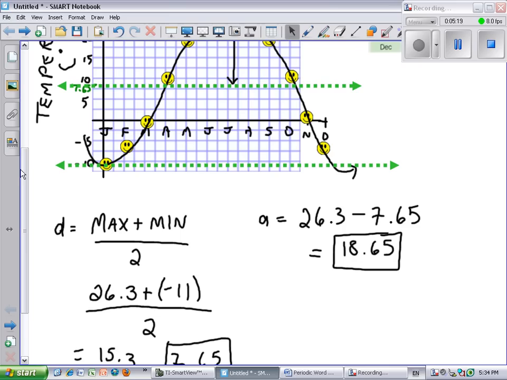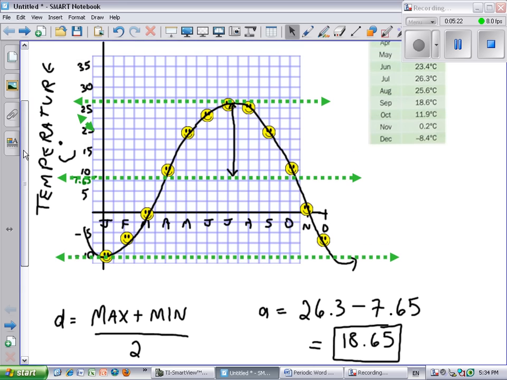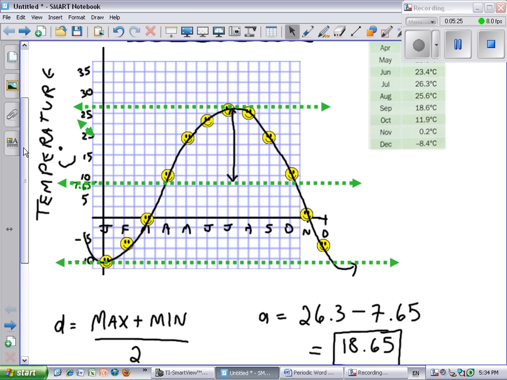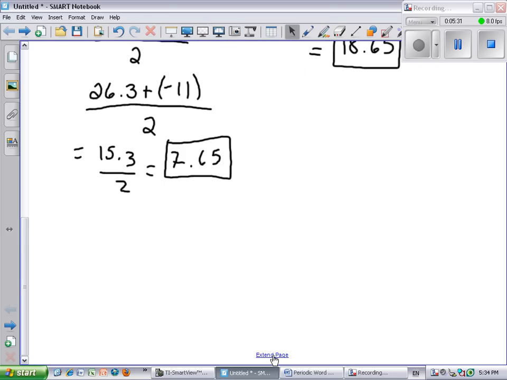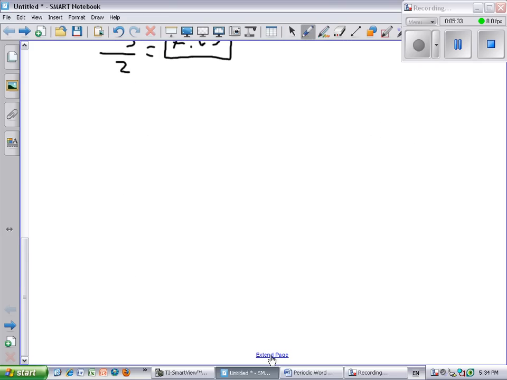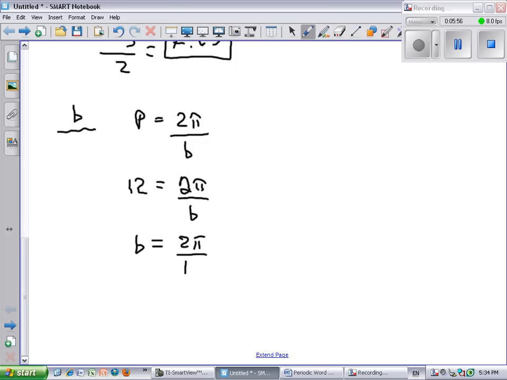Next, we have D, we have A. Let's figure out the B value. B, let's use the formula for period again. Period equals 2 pi divided by B. We're talking about a calendar year. A calendar year has a period of 12 months. 12 equals 2 pi over B. Cross multiply and divide, we get B equals 2 pi over 12, which is pi over 6. That's our B value.